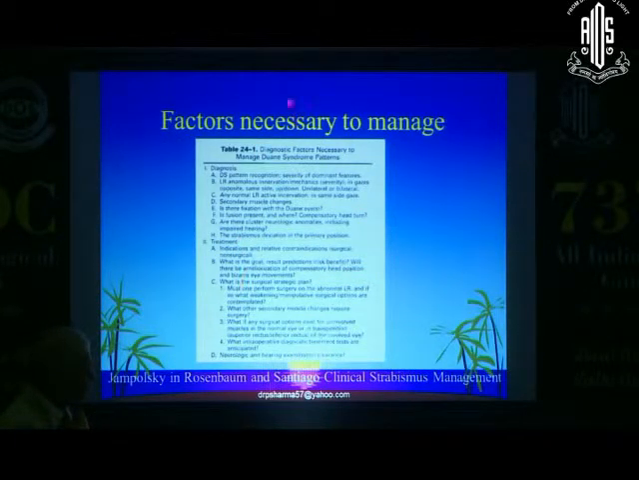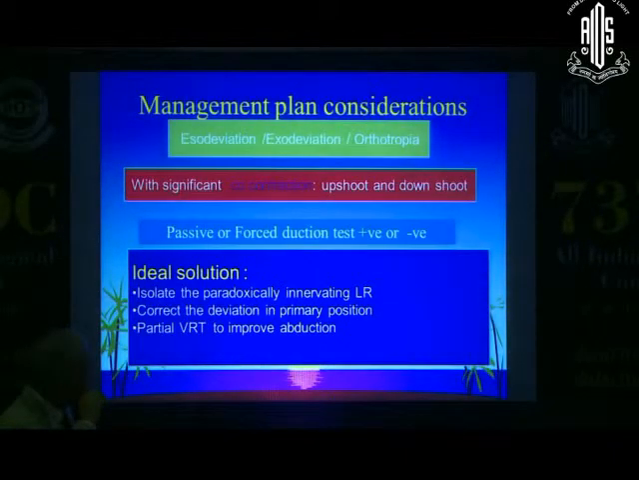And he lists the factors that we need to consider in managing, but we'll just consider them in short for our clinical management. One is, what is the type of deviation which is there, ESO, EXO or ortho? Secondly, is there a significant co-contraction which will be elicited by upshoots and downshoots? Is there any passive force reduction test positive or negative intraoperatively? So these are at least the three minimum things that you will need to identify when you are managing a case of DRS.